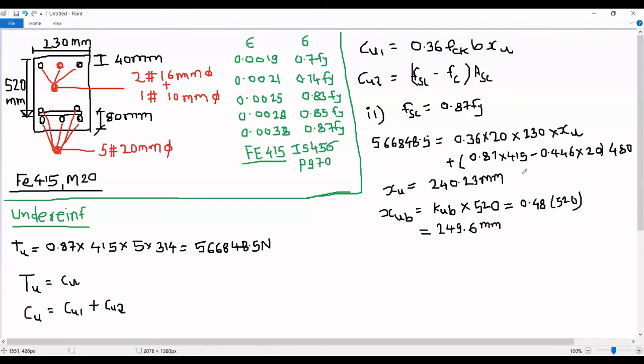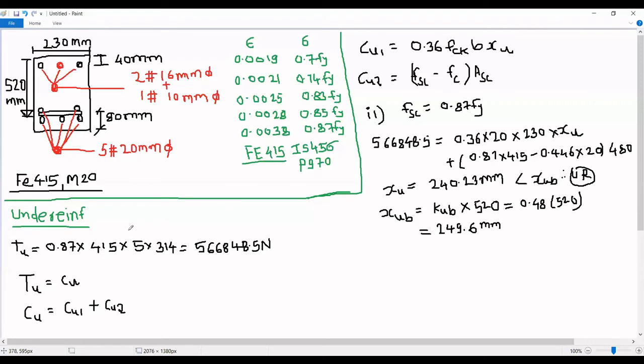And this XU is less than XUB. Therefore, section is under reinforced, which matches with our assumption of section being under reinforced. So we are happy.